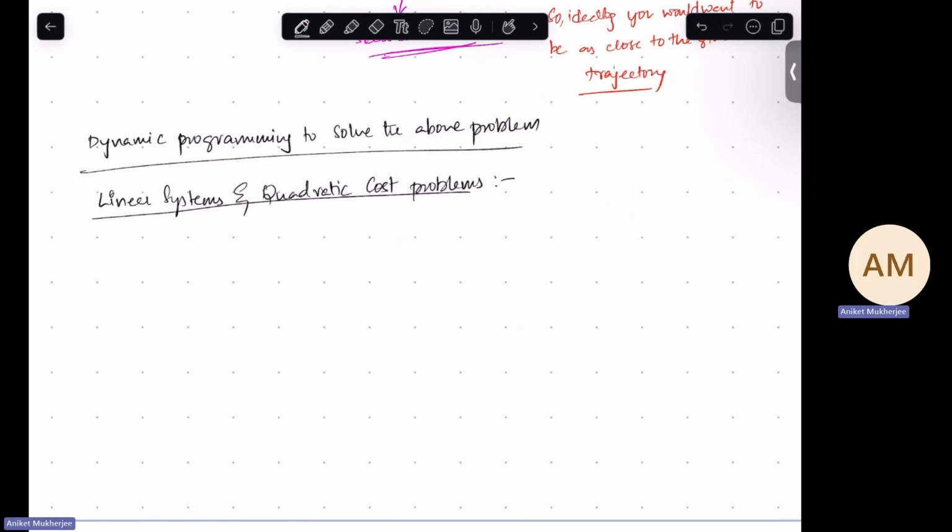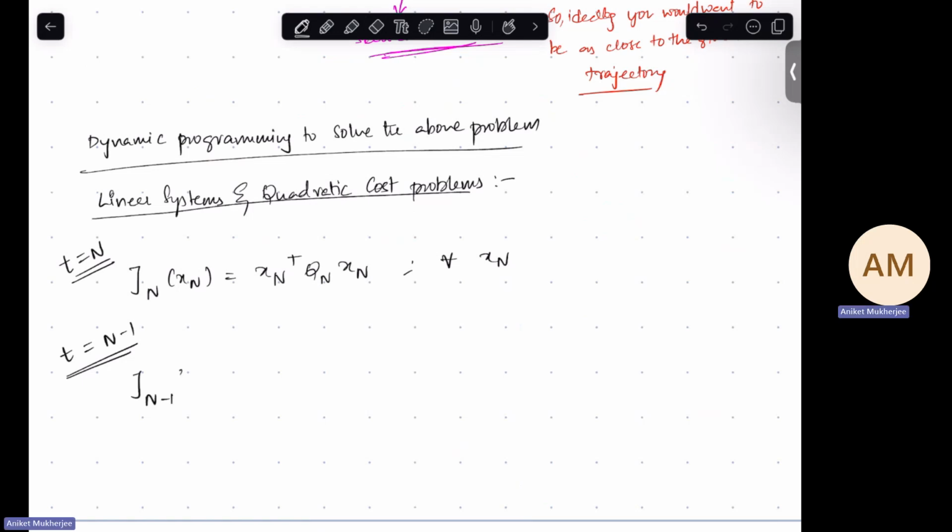So to use dynamic programming to solve these linear systems and quadratic cost problems, basically you first look at t equal to n, and then Jn(xn) equals xn transpose Qn xn for all xn. Okay. Then we write the equation for t equal to n minus 1.